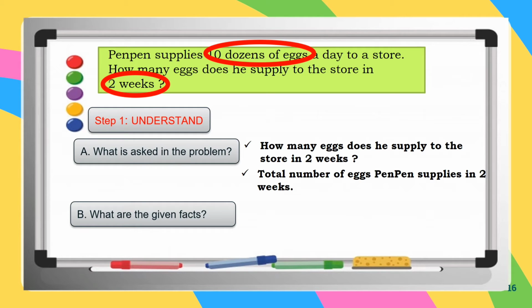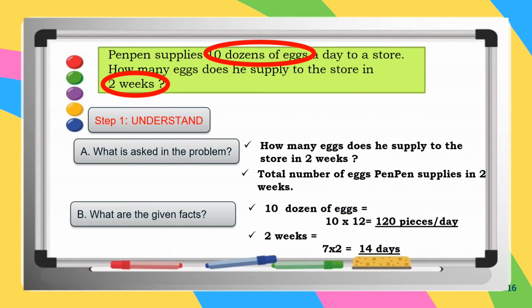What are the given facts? The given facts in this problem are 10 dozen of eggs and 2 weeks. So 10 times 12 is equal to 120 pieces per day. In 2 weeks, 7 times 2 is equal to 14 days.